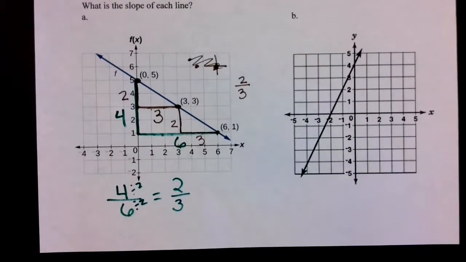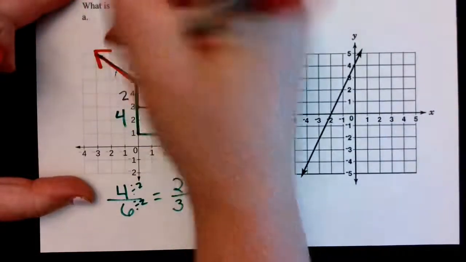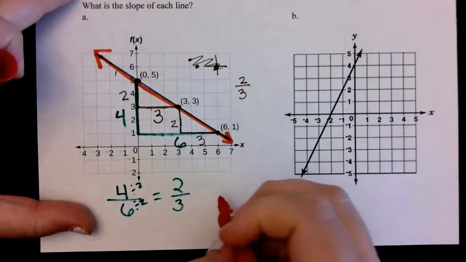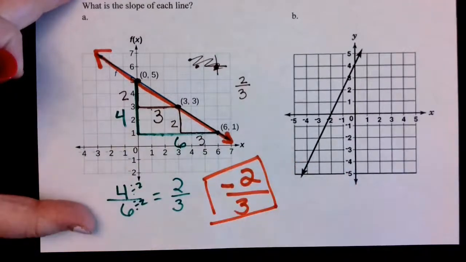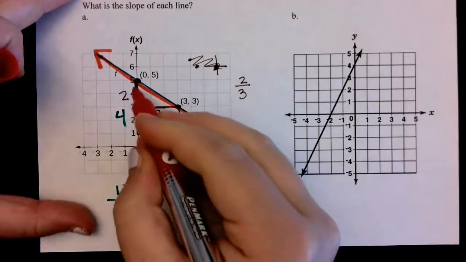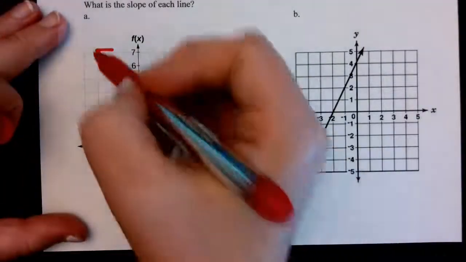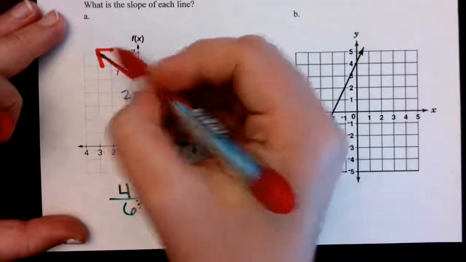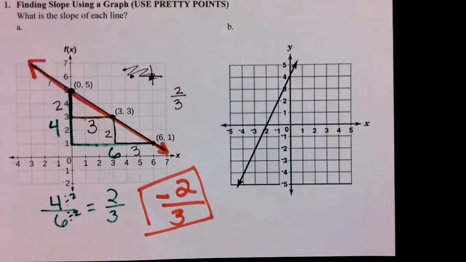You're also going to want to just look at your line. This here is a negative slope. So my slope is a negative 2/3. You also notice we went down 2 to figure out the slope, but I always just look at the direction the line is going to know it's negative. Alright, you can freeze the video, try B by yourself, and then I am going to do B with you.